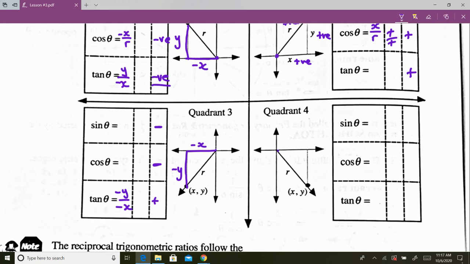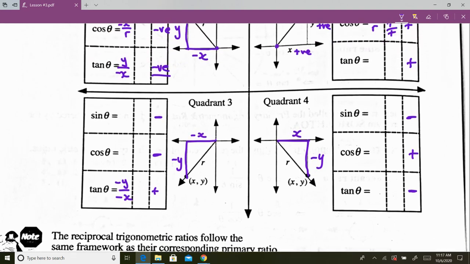And in the fourth quadrant, x is positive, but y is negative. So which ones are negative? Sine and tan are negative, and cosine is positive. All right, you don't have to do that every time. There's a shortcut on that.